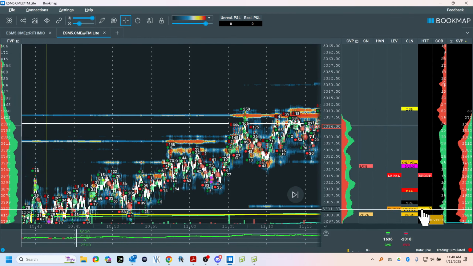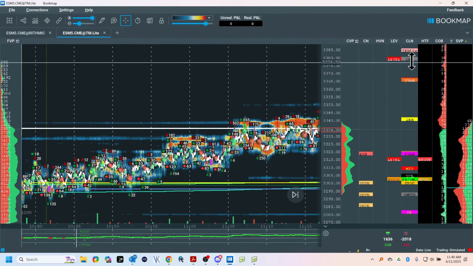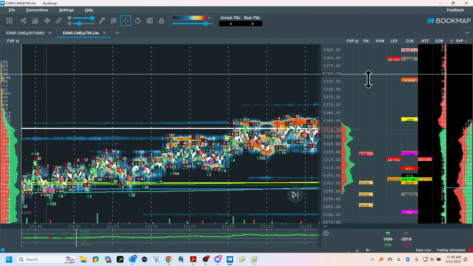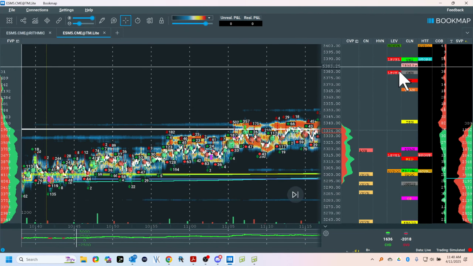So maybe this is fair, and I'm above the ETH VPOC, then I'm looking to squeeze. Possibly get the ETH high and get to yesterday's high. And the other target above is this. So this is where we're trying to go.